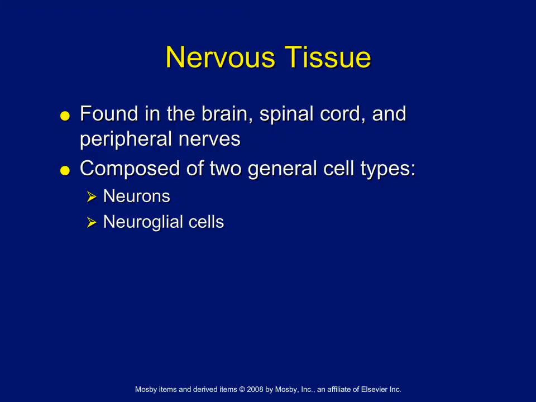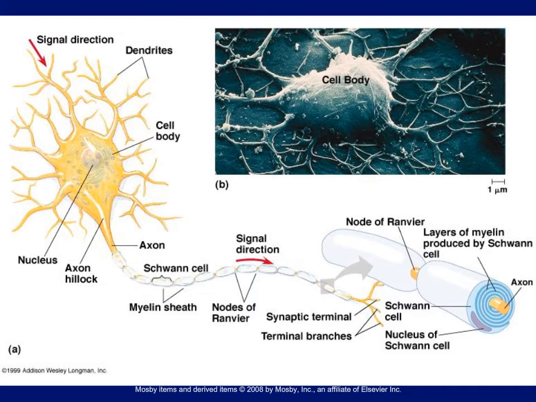Okay, our last major tissue type is nervous tissue. And as you're probably already aware, nervous tissue is found in the brain, spinal cord, and also the peripheral nerves. There's two different cells in nervous tissue, the neurons and also the neuroglial cells. Now, the neurons are the cells that generate action potentials or nerve impulses, and the neuroglial cells are there to support or insulate the neurons.